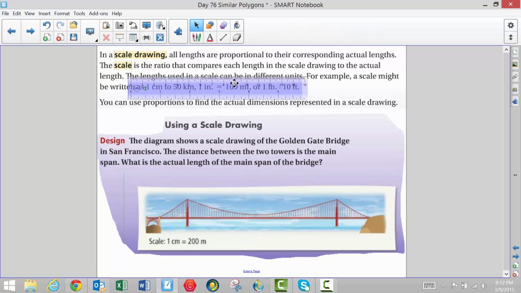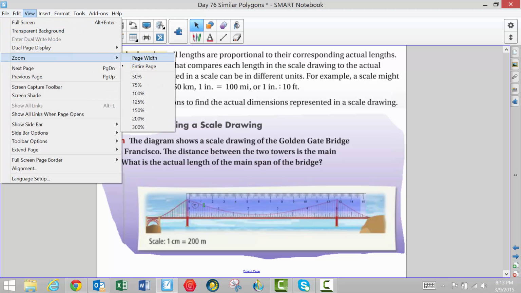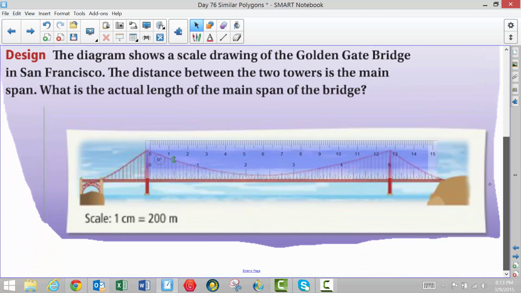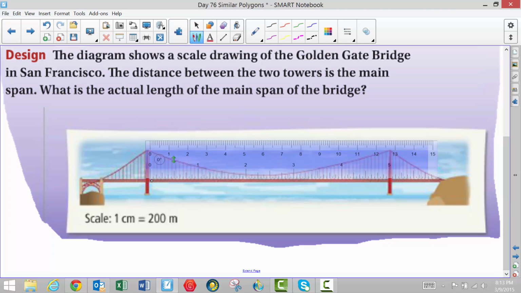So here's my ruler, and you measure. So I have to do inches. So the distance between the, let's zoom in here. So the distance between the main spans, okay, so I have a main span right here. And I have a main span right here. Okay, so I have 1 centimeter is equal to 200 meters.